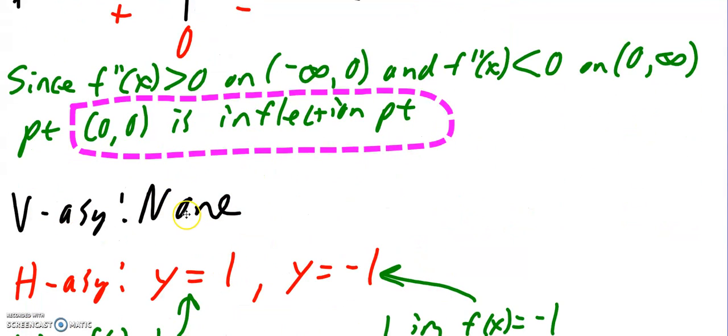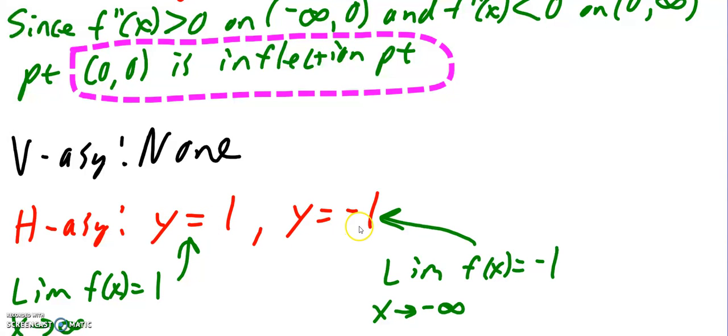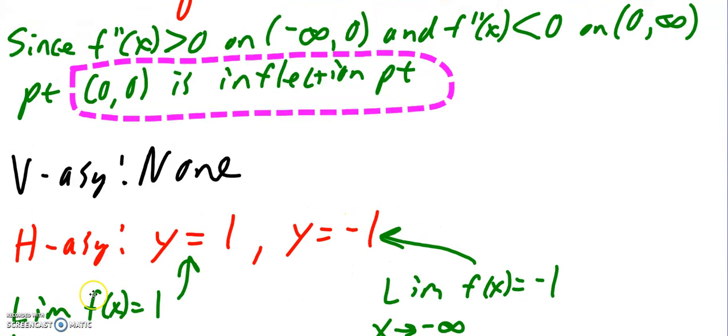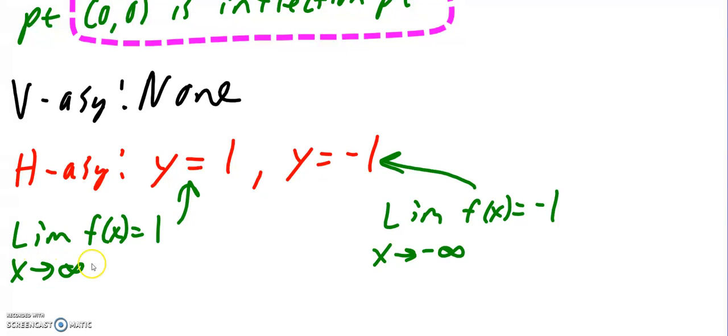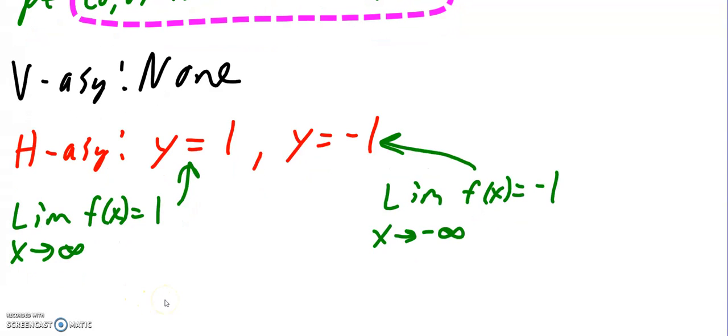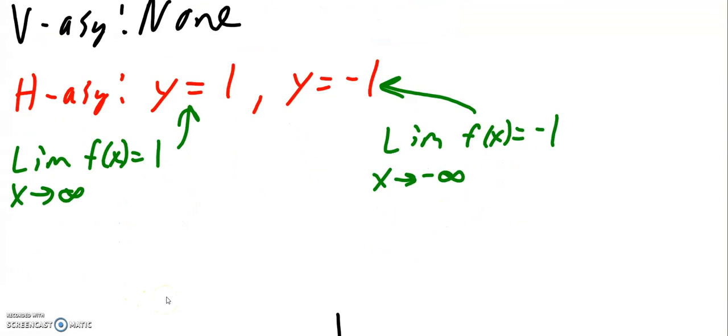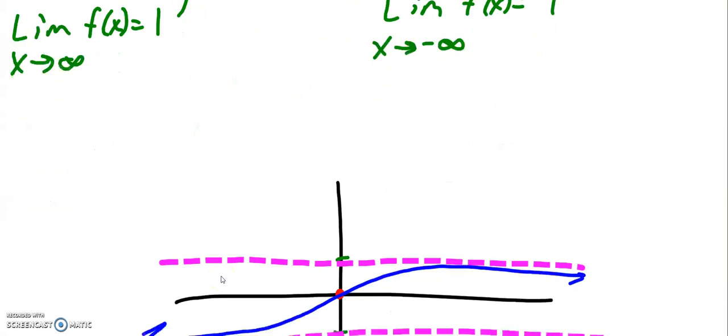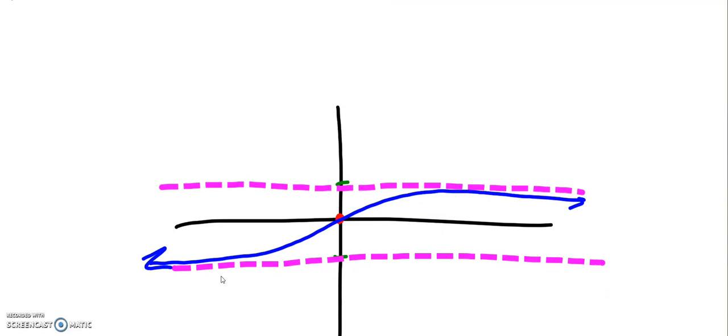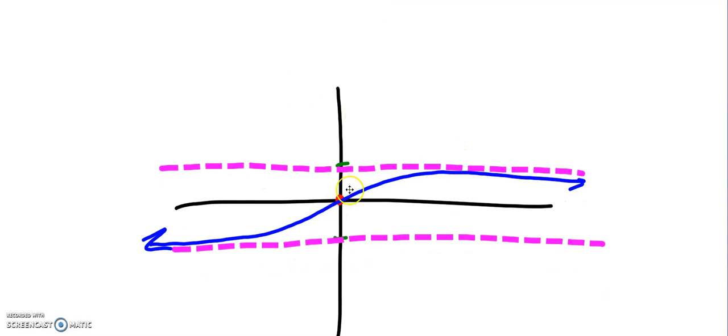Vertical asymptote, none. Horizontal asymptote, y equals 1 and y equals -1. I can get these by doing the limit as x goes to infinity and the limit as x goes to negative infinity. Why would a limit at infinity come in handy? Oh, because I found a horizontal asymptote. That's why.